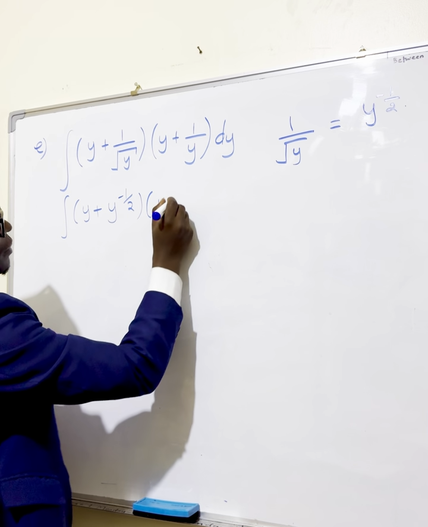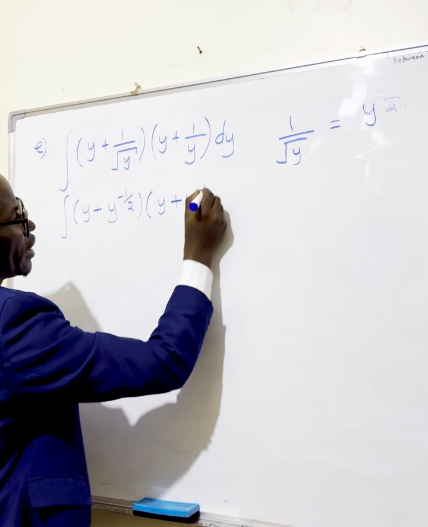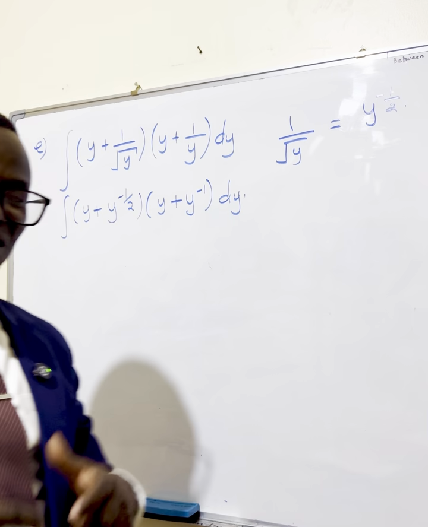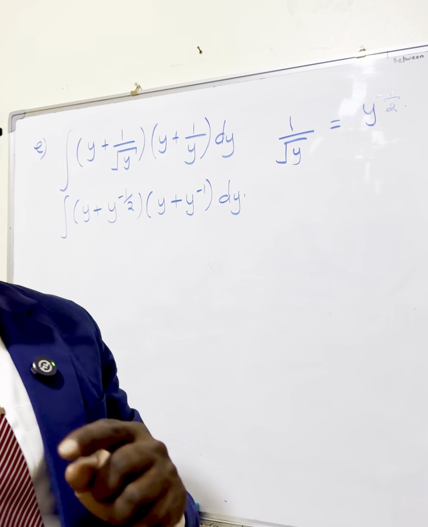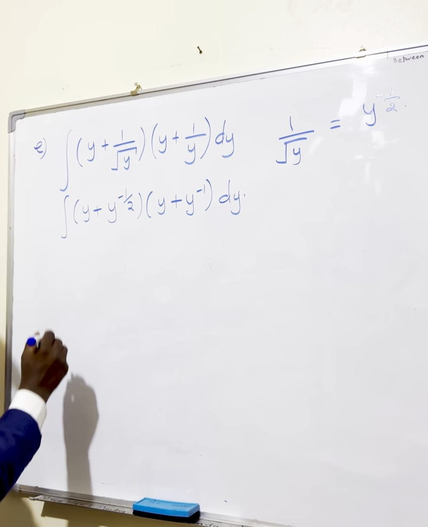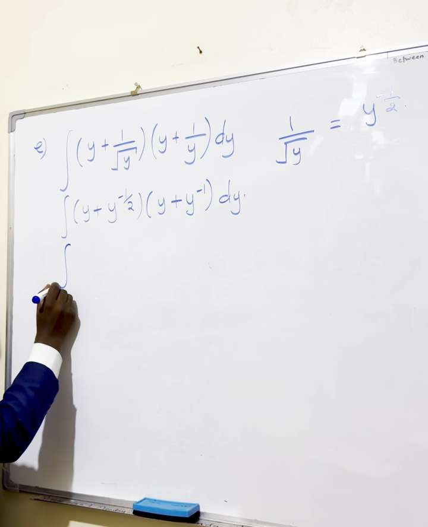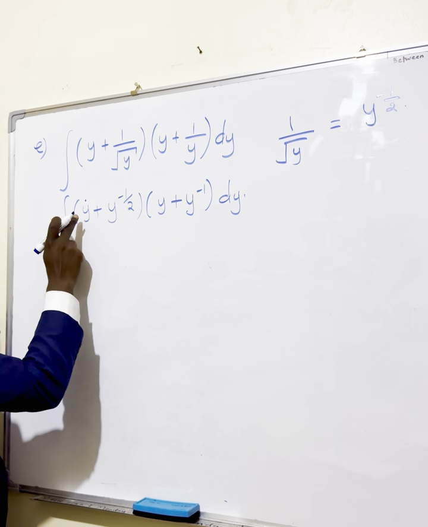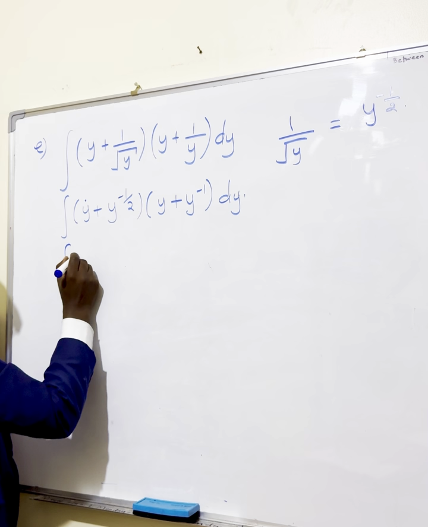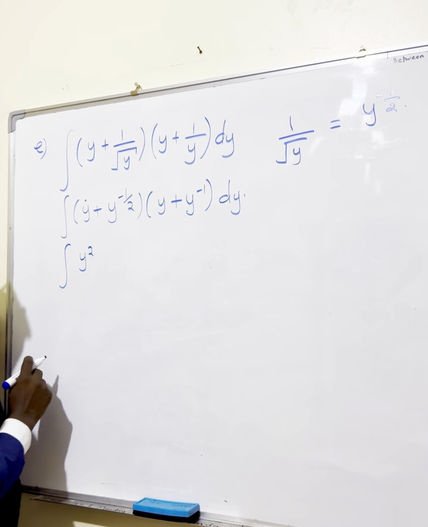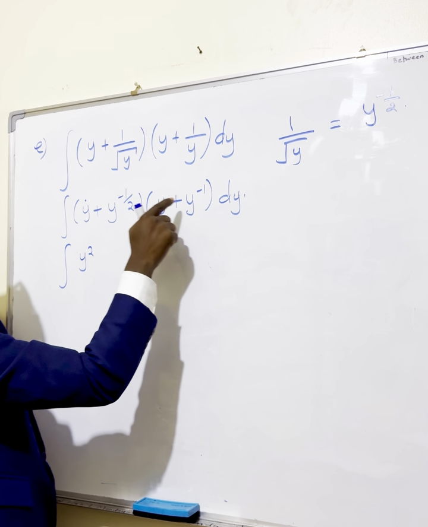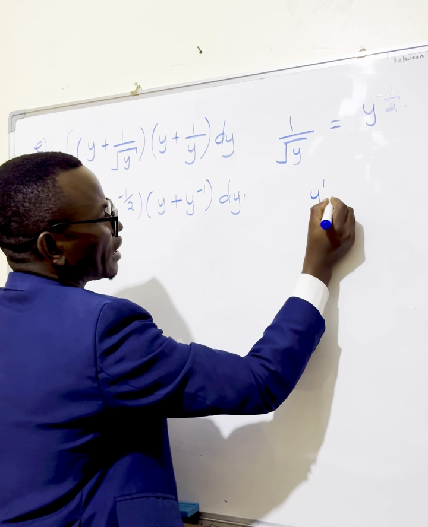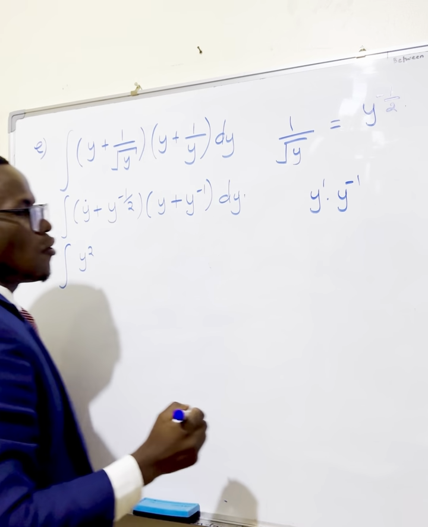We write y plus y to power negative 1, then multiplied with the dy. Then after doing that, we are going to expand the brackets. So I'm going to say that this is the integral. I get this y, I multiply throughout this bracket. So I'm going to get y times y, that is y squared. Then y times y to power negative 1. I have y to power 1, then times y to power negative 1.